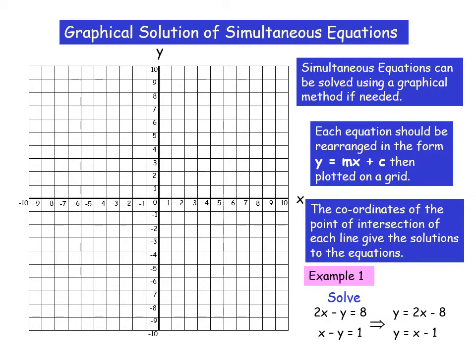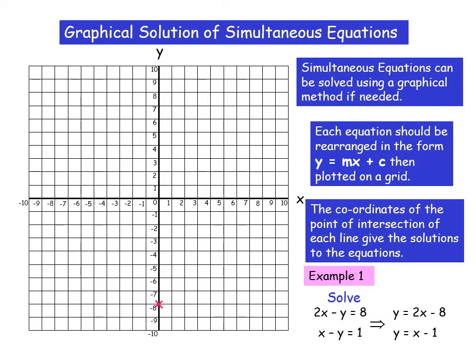Okay, so come to the second equation. We move x to the other side, so we subtract it on both sides, and then we divide by negative 1. That will change the equation to y is equal to x minus 1. So how do we actually plot this on the graph?